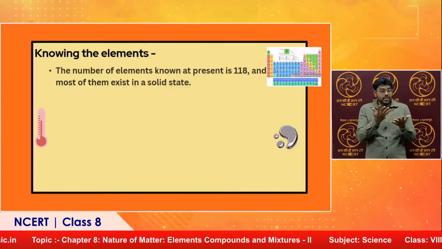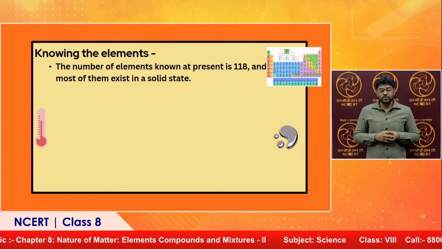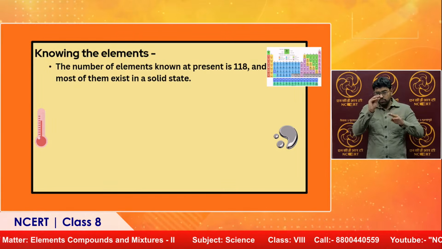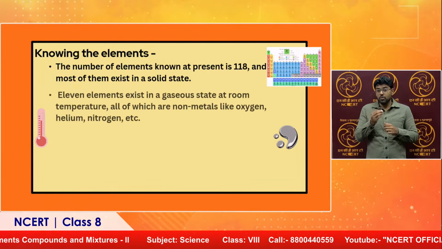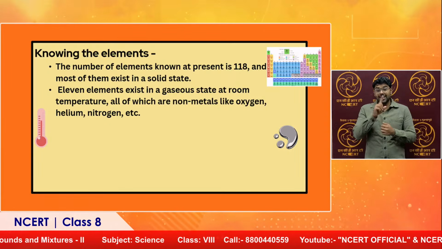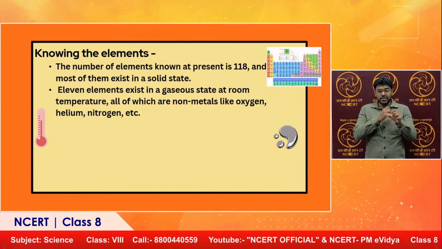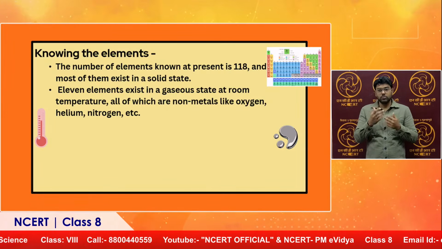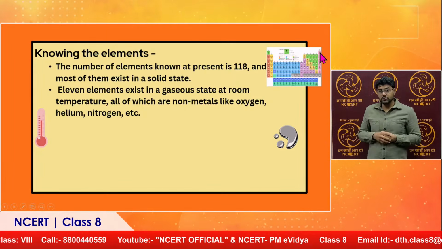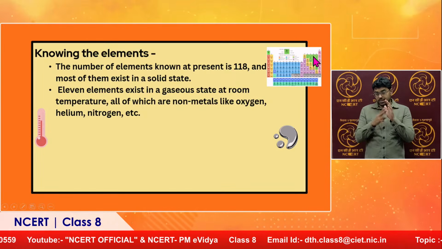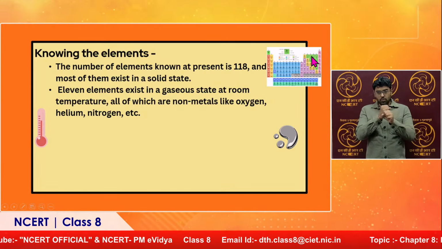So knowing the elements, we will quickly see what sort of properties they have. So first, we have told how many elements are present. It is 118. The table is completely full, and most of them exist in solid state. Next, 11 elements exist in gaseous state. Examples are oxygen gas, nitrogen gas, helium. So if we talk of where they are placed, helium is present here. Then we have oxygen present here and nitrogen present here in the periodic table.